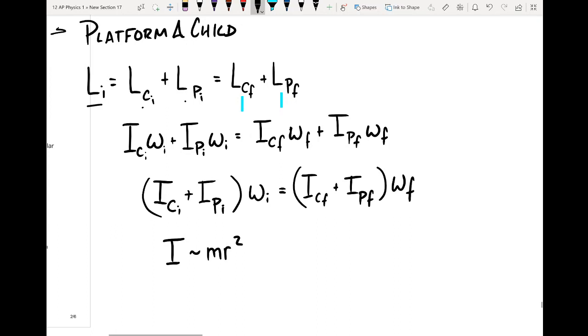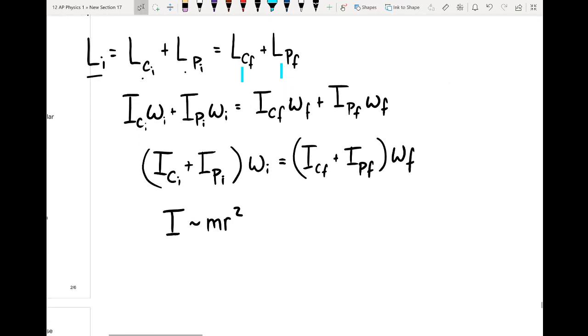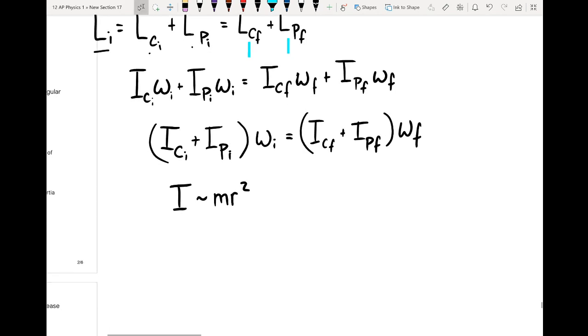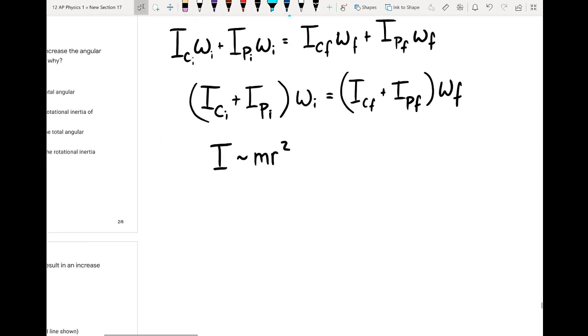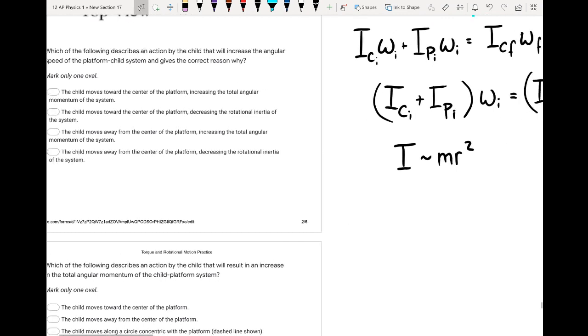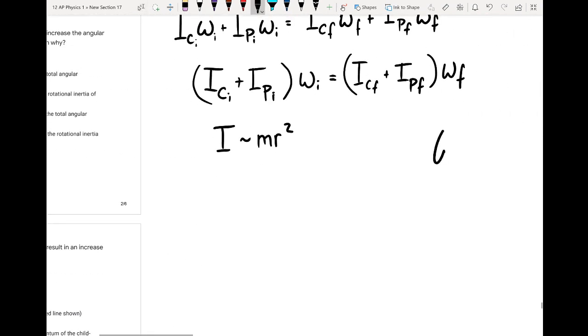One thing we can say is that everything's rotating together. The child is on the platform, they're not moving against each other. So the angular velocity is going to be the same for the child and the platform. We can call this one common omega I, and then we have the same thing at the end, a common omega final. What we want to do is increase the angular speed, so we want omega f to be greater than omega I.